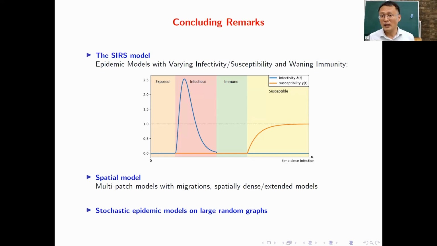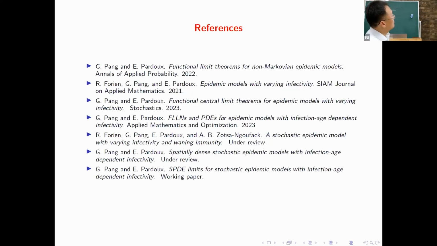One can also look at a model on random graphs, where each individual is a node in the graph, and the connectivity changes over time and is random. It would be interesting to look at this type of model too. And some references. The SPDE paper should be ready soon, I hope. And, well, thank you.